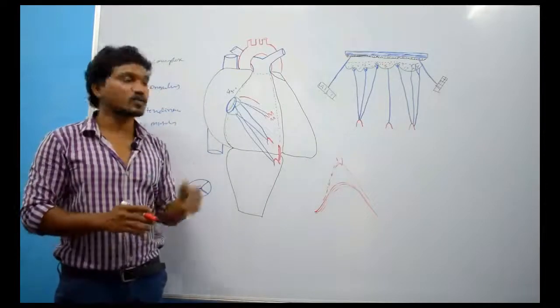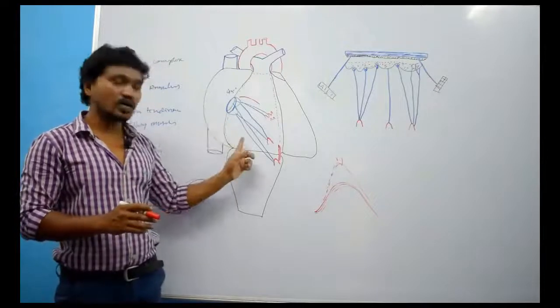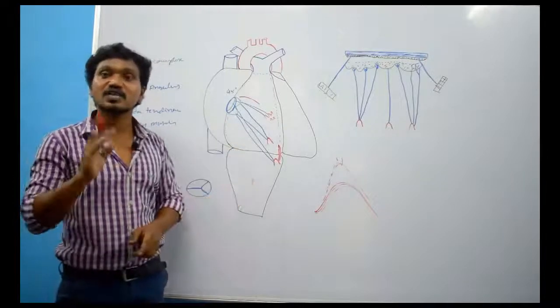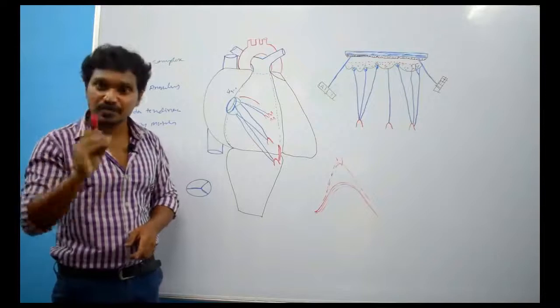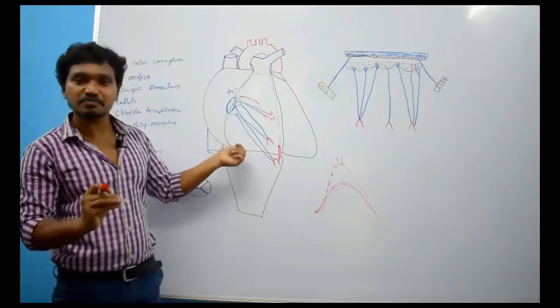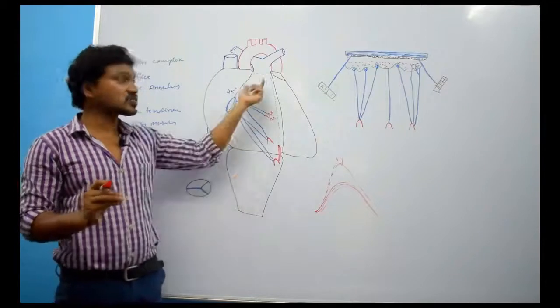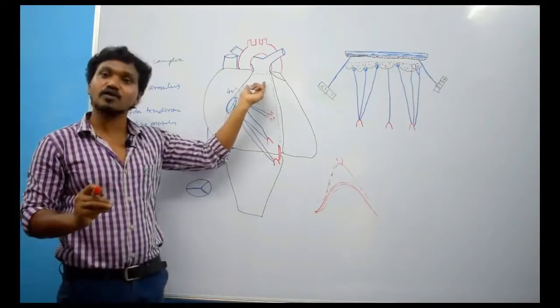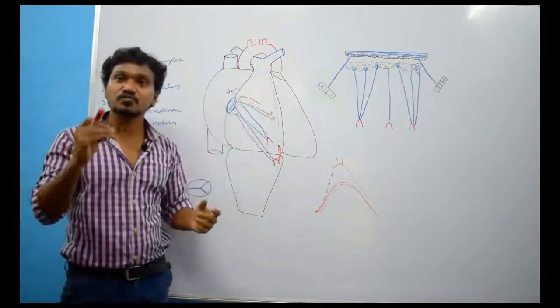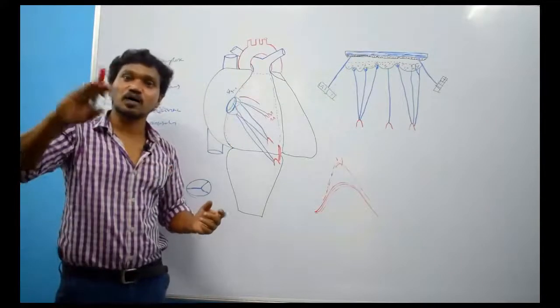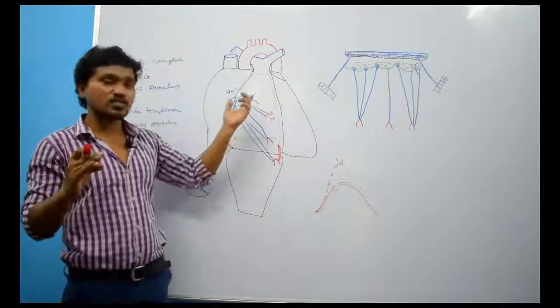Because of that only, when the blood passes through the rough zone, the velocity of the flow will be reduced, because so many obstructions will be there. But when the blood is passing through the smooth outflowing part or outflow tract, the velocity of the flow will be increased, because there are no obstructions, it is very smooth.